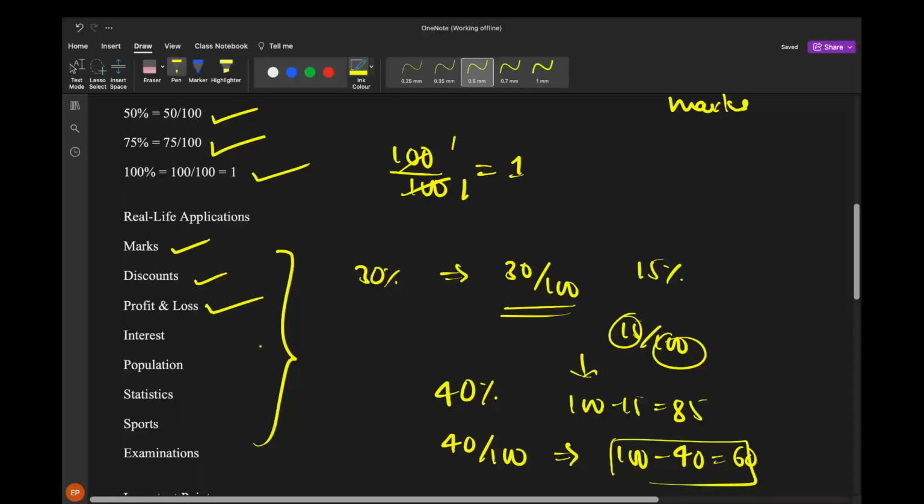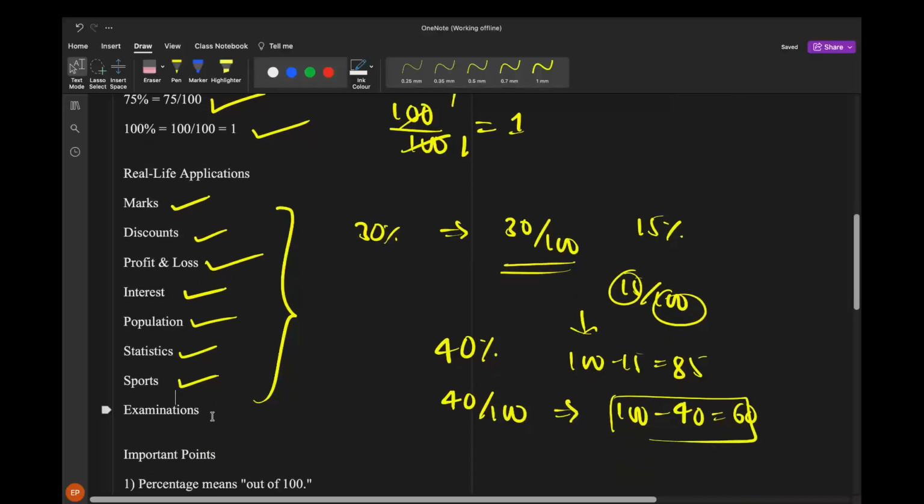Profit and loss, you might have heard in real life, like I got a 10% profit, or I am in 50% loss. Basically interest also, 2% rate, 3% rate of interest, like that. Population: India's population is 30% of China's population, like that also we can represent. In statistics also we'll use it, in sports, in examinations, like that.